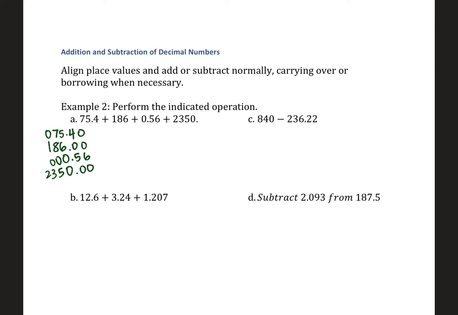Now we just add down. 0, 0, 0, we have a 6. And this next one, 4 plus 5, 9. 5 plus 6 is 11, carry the 1. 8 plus 8, 16 plus 5 is 21. 2 plus 1 plus 3 is 6. Then we have a 2 right there. 2,611.96.